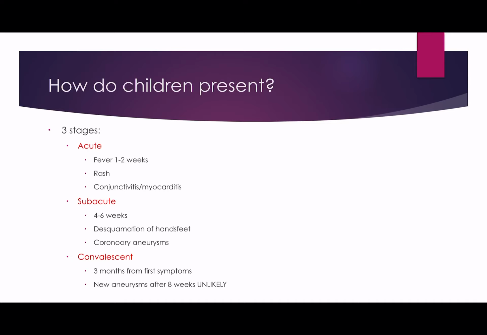Following that subacute phase, then patients go on to a convalescent phase, and often after about 3 months from the onset of symptoms, patients are back to normal. Interestingly, after 8 weeks, the chances of new coronary aneurysms forming is much lower. And so it's trying to get these patients in the first few weeks up until the 8th week is really what's key to try and prevent coronary aneurysms.